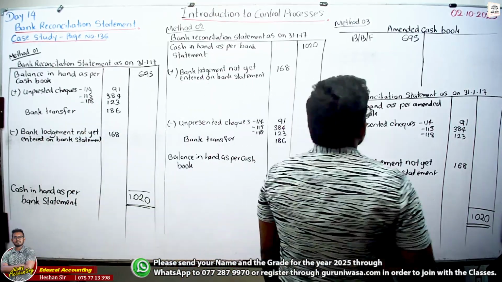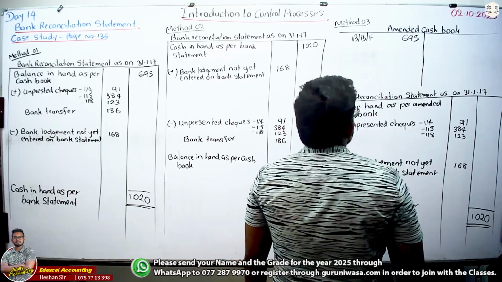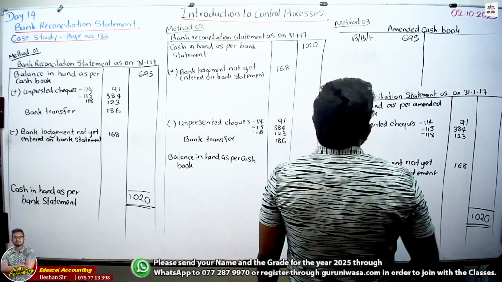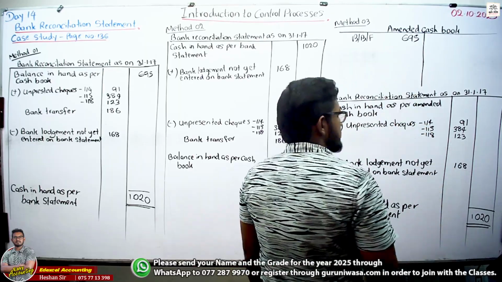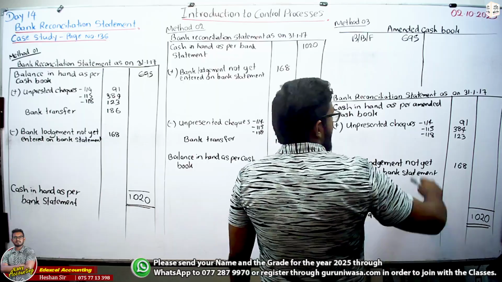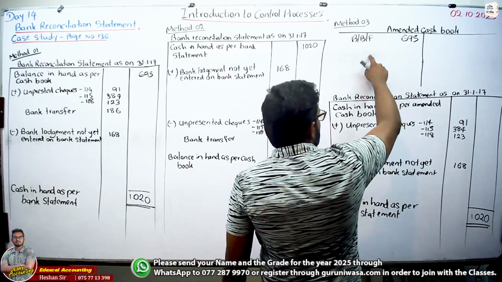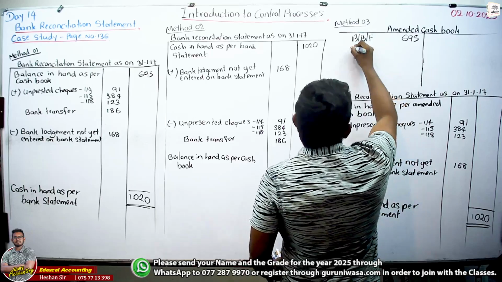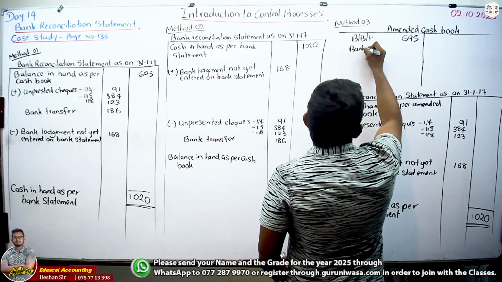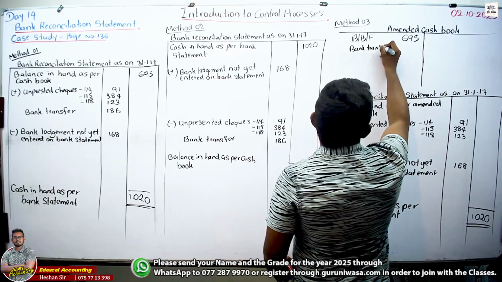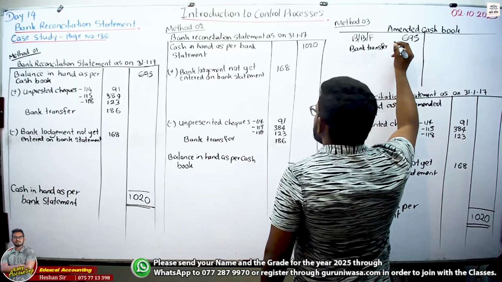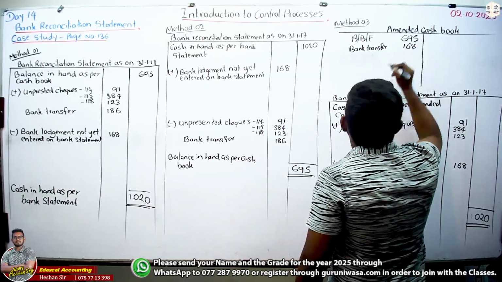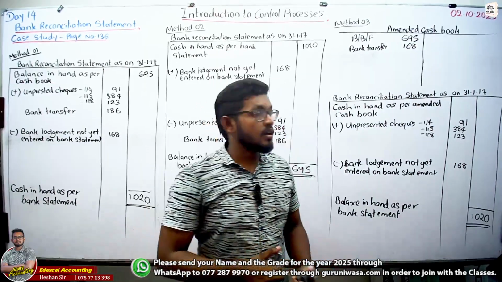Now, I told you, in the amended cash book we record only the circled things in the bank statement. Bank statement credit things come to the debit, and circled things come to the credit. Because of the bank transfer, the cash book balance should be increased. Why do we take it to 186?